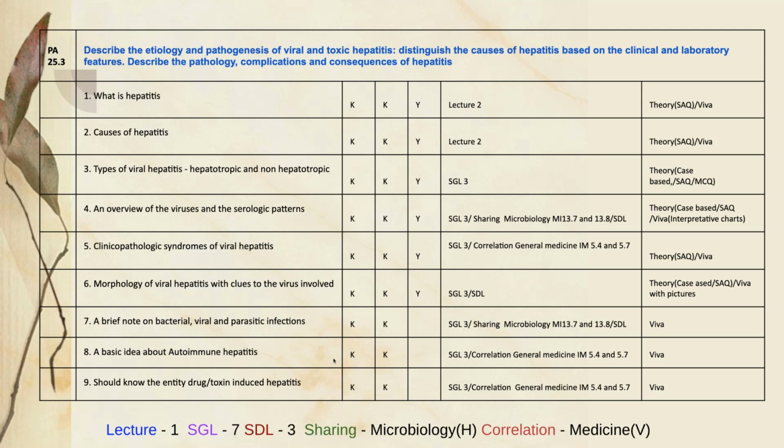Is there anything to be added, or can I scrap all this? Because I thought autoimmune hepatitis, definitely they need to know. Also drug-induced hepatitis. Ma'am, just I have a question. Yep. Hello. Ma'am, regarding number 7, a brief note on bacterial, viral, and parasitic infestations. Is it part of the competency, ma'am?